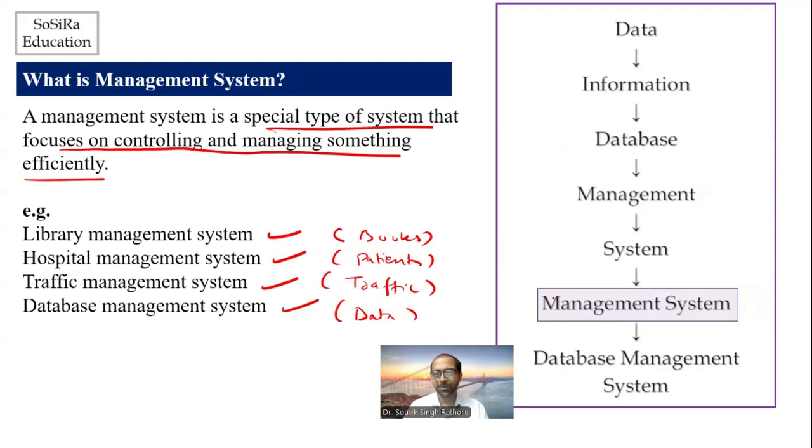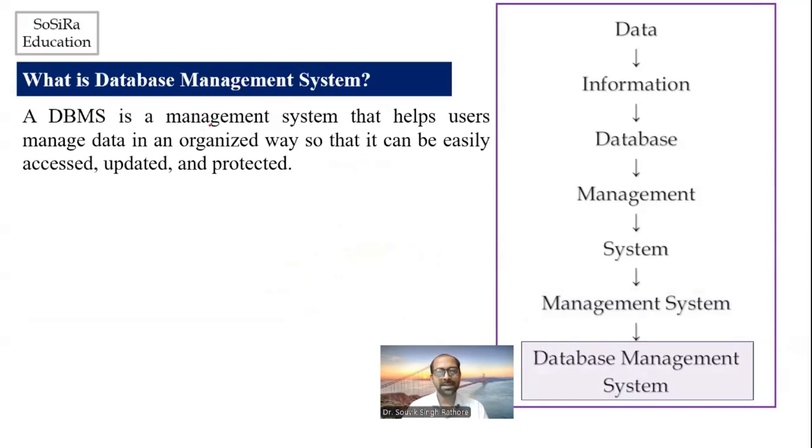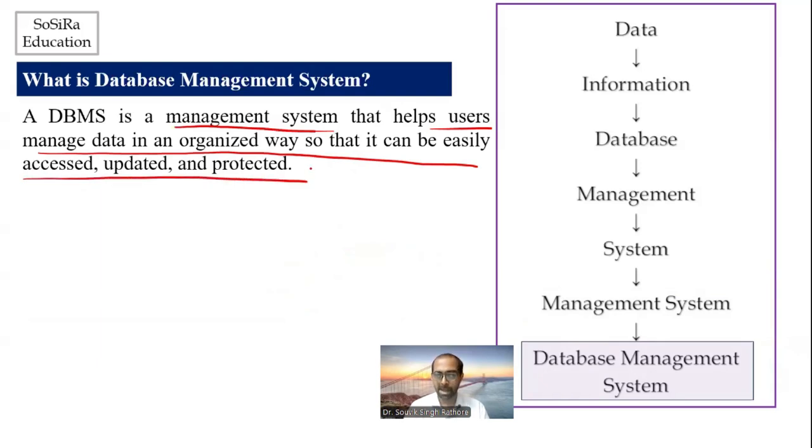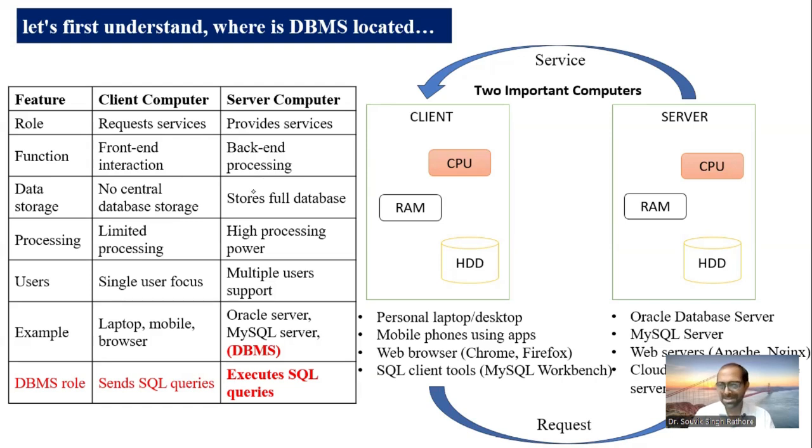Having learned the words management system, let's ultimately come to the words database management system. DBMS is a special kind of management system that helps us to manage the data in an organized way so that it can be easily accessed, updated, and protected. We have seen this in the previous lecture. You can go through the lecture and come back here. Thus, we have seen the journey from data to the database management system. Hope you enjoyed this. Let's see where your database management system actually lies.